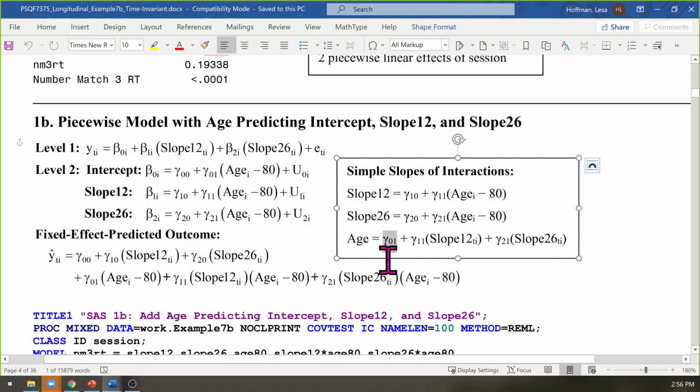So the effect of age at the beginning of the study is given by gamma 01. The first interaction tells me how the effect of age changes from session 1 to session 2. And the second interaction term tells me how the effect of age changes from session 2 to session 6.